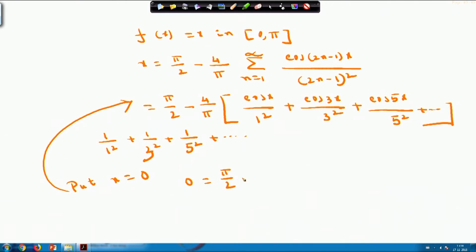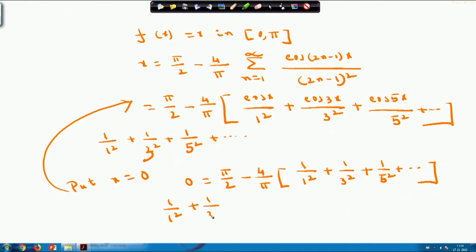This equals pi by 2 minus 4 by pi into this, which is nothing but 1 by 1 square plus 1 by 3 square plus 1 by 5 square, like this way it will go. So you can write down 1 by 1 square plus 1 by 3 square plus 1 by 5 square like this, this is equal to pi square by 8. So the value of the series is pi square by 8.